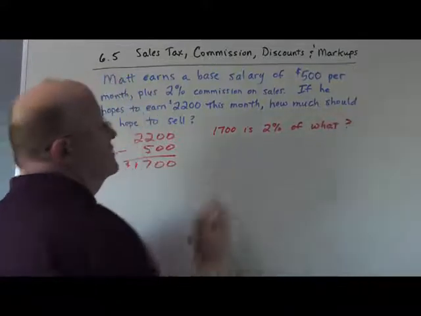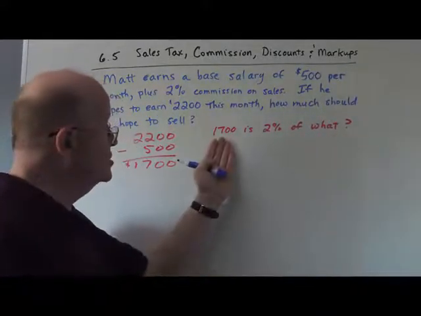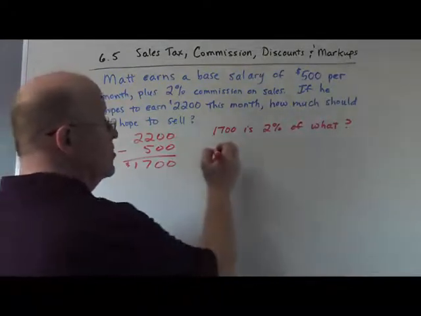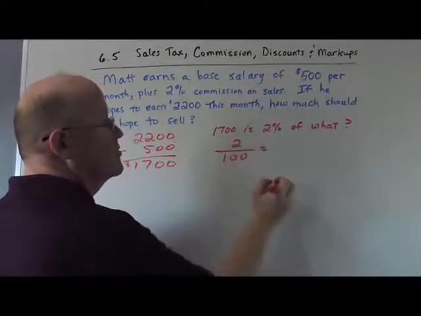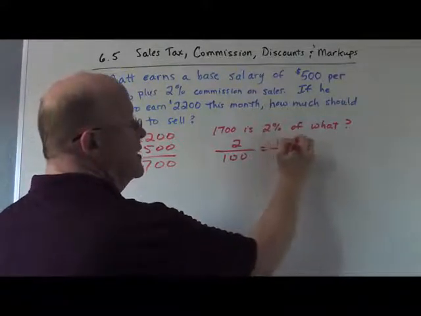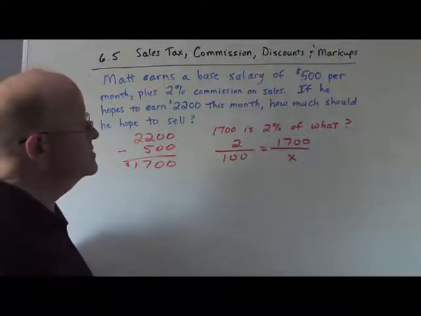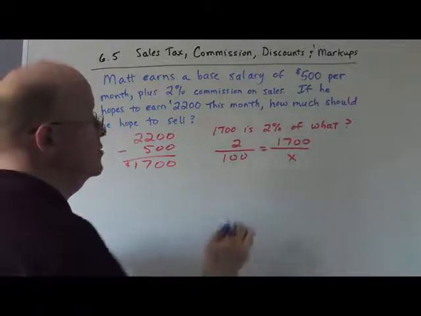Now we need to figure out how much he needs to sell of whatever his product is in order to earn this $1,700. So basically we want to say $1,700 is 2% of what? Notice how we're looking for something larger, a very large number, of which 1,700 is 2%. So here we go. Let's write a proportion. 2 over 100, there's our percent number over 100, is 1,700 over x.